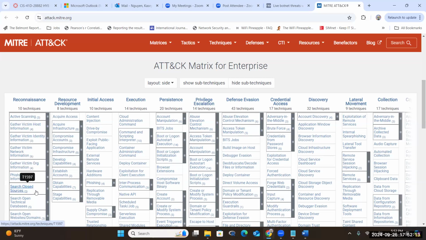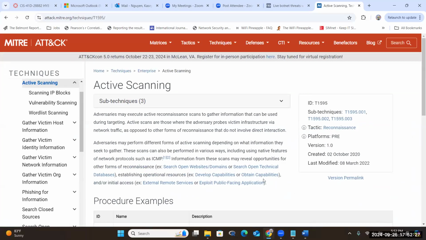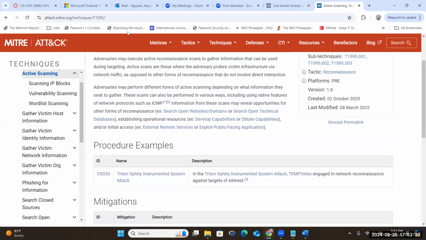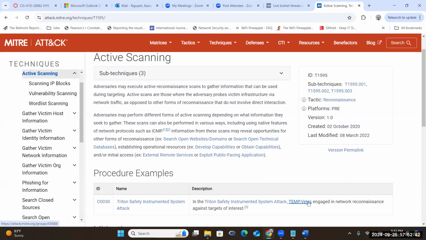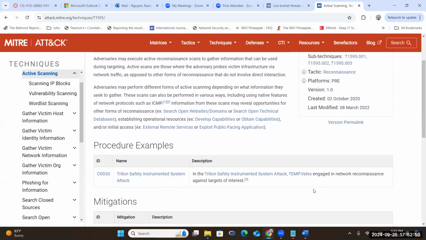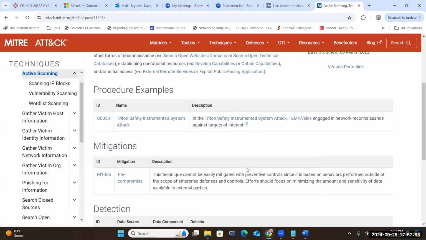An attacker can phish for information. They can search for information. They can get some information from the network and so on, right? So we're going to click the first one, which is active scanning. And it tells you what that entails. So basically running scans to be able to get some information like operating system, endpoints, IP addresses, MAC addresses, network information, and so on. And the example that they have is here.